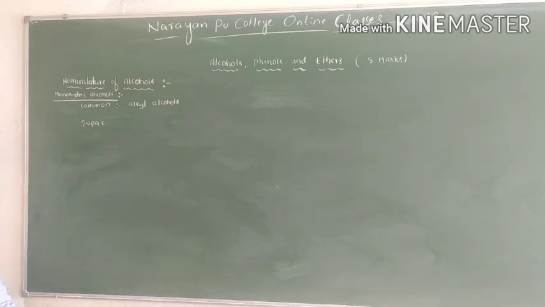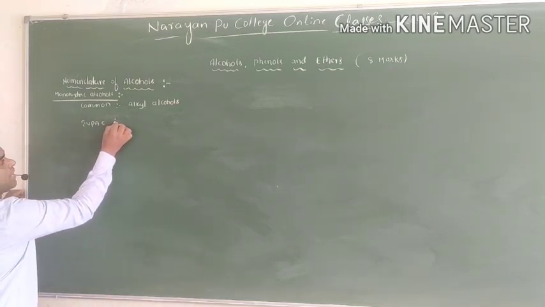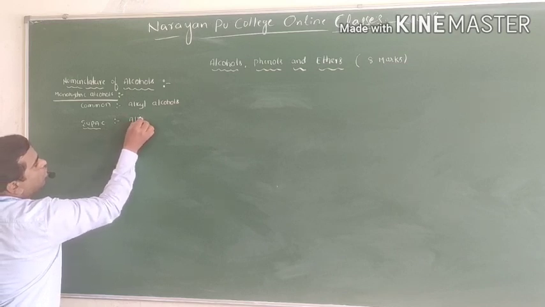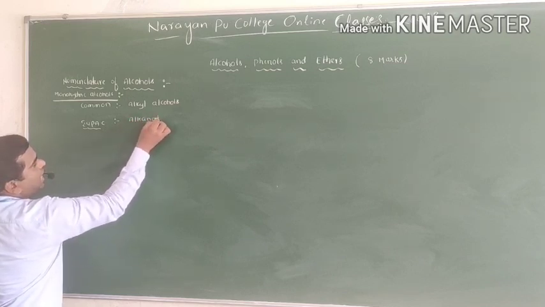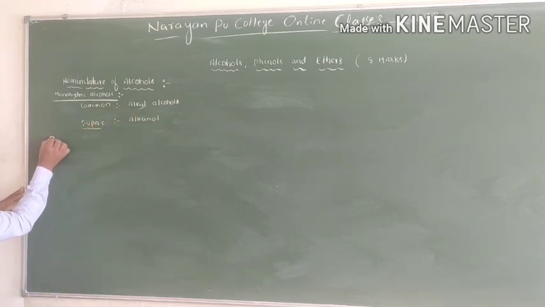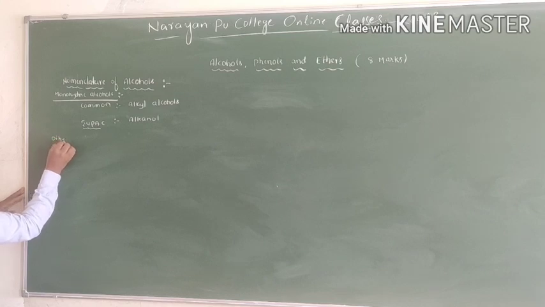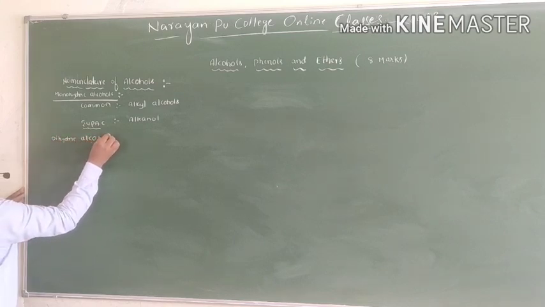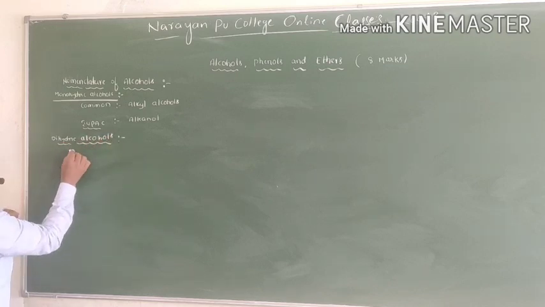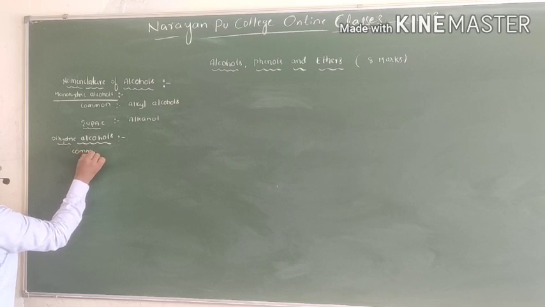Alkyl alcohols. What is the IUPAC name for this? Alkanol. This is the common name and IUPAC name. And the second one, dihydric alcohols. For dihydric alcohols, you should know the common name and IUPAC name.